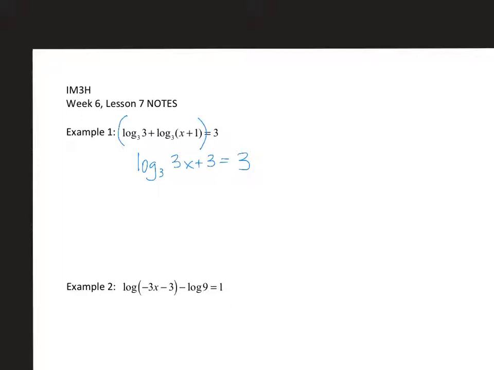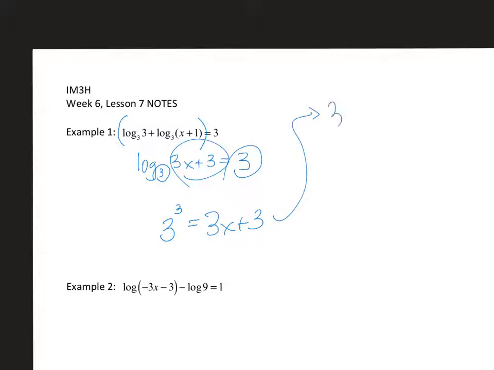So all I can do here is to take this out of log form and put it into exponential form, right? So this is the base, this is the exponent, and this whole thing is the answer. So now, let me move this up here. I should be able to solve this. It ends up being 3x plus 3 equals 27. And when I subtract 3 from both sides, I get 3x equals 24. And when I divide both sides by 3, I get x equals 8. And as long as that doesn't give me any negative arguments when I plug it in, that's the answer. Okay, so let's try another one.